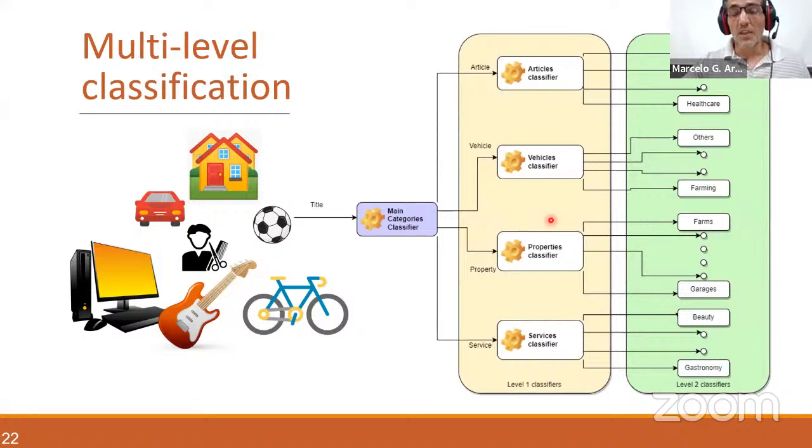Then we thought of taking into account the information available in the hierarchical organization of the categories, and we built a multi-level classifier. So we train a main classifier with the whole dataset, in which we first decide the first category of the product ad. Then with all the ads for that category, we train different subclassifiers, each one specialized in one of the main categories. For example, a classifier for articles, a classifier for vehicles, a classifier for properties, and a classifier for services. And we did the same in the third level of classification.